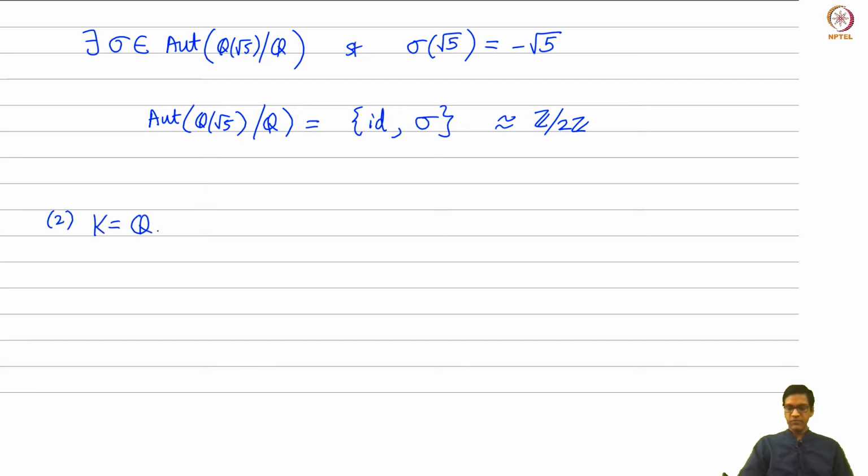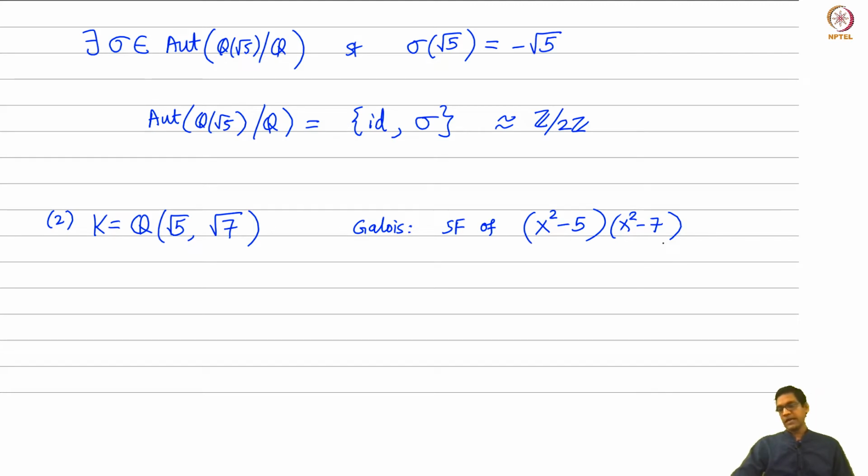So maybe we'll call this field K. It's generated by root 5 and root 7 over Q. Again it's easy to see that this is Galois because it's the splitting field of two polynomials, x square minus 5 and x square minus 7, or equivalently the splitting field of the polynomial x square minus 5 times x square minus 7. So you can also say it's a splitting field of the collection of polynomials. That means it's normal, and as before, separable is just because of characteristic 0.